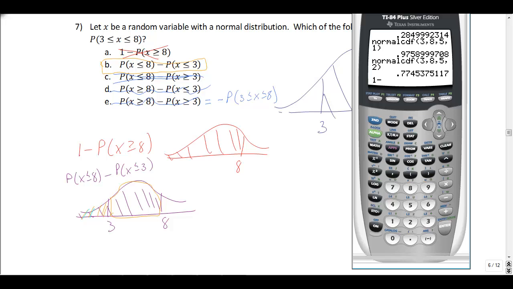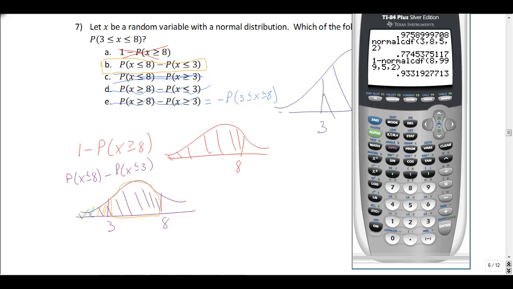1 minus the normal CDF, probability that I'm greater than 8. So that's 8 to 999. And we picked mean of 5, standard deviation of 2. And the idea here is if these two match for any distribution, I should get a 0.774. So I get something different, tells me option A is not the answer.